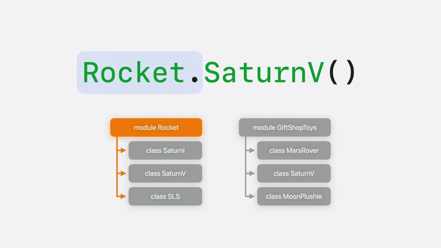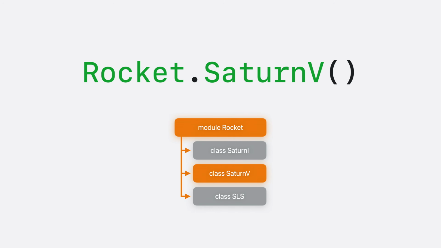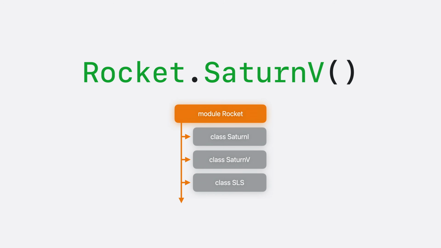When this happens, you've always been able to clarify your code by using the dot syntax. Rocket.Saturn5 will first find the rocket module, then look for the type Saturn V inside it, without ever noticing that there's another Saturn V somewhere else. This usually works, but there are some tricky situations where it breaks down. For example, what happens if the module rocket also has a type rocket?